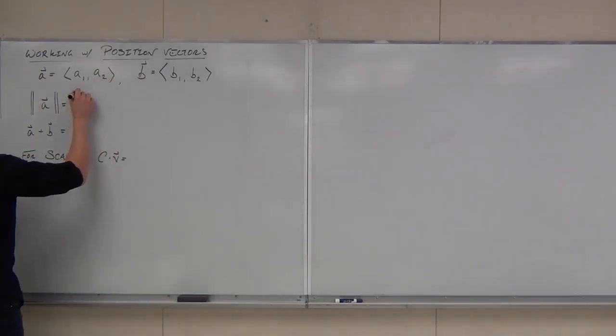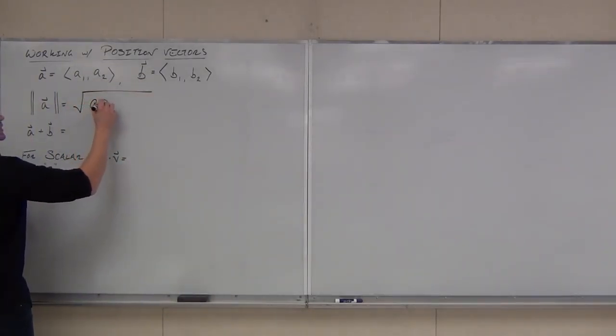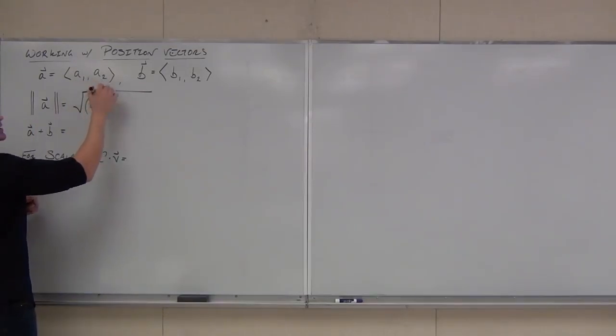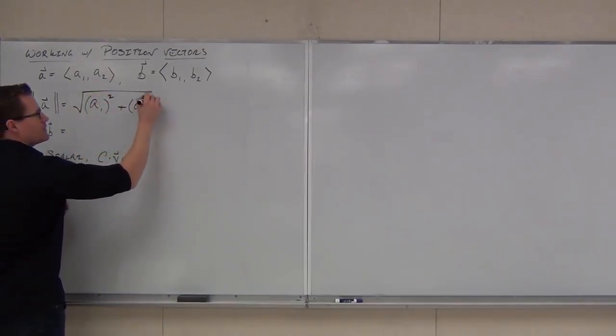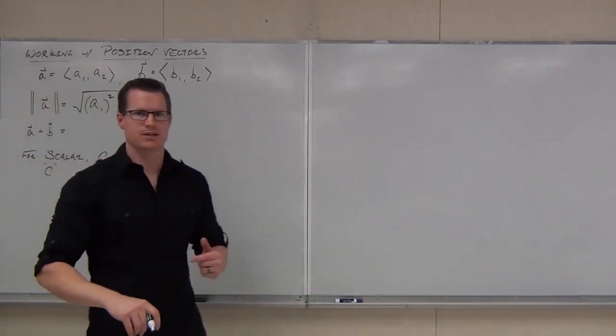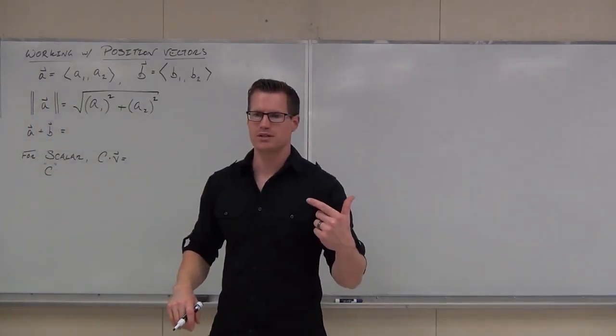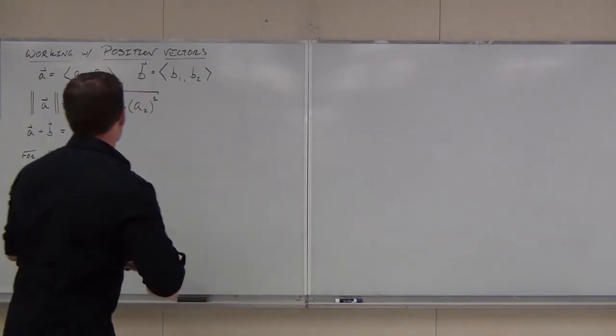Here's the recap. It's just a square root. We take the components of our vector, we square them, we add them, we take a square root. Yep, distance formula, it's just because one of your points is 0, 0, it's easy.